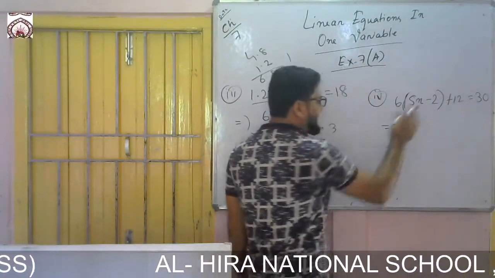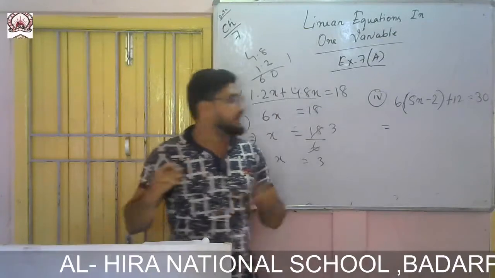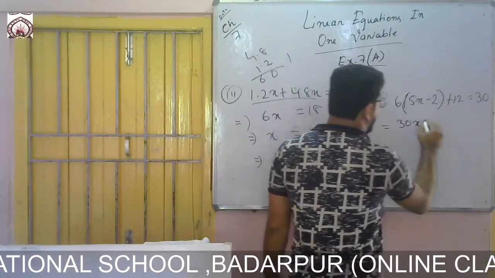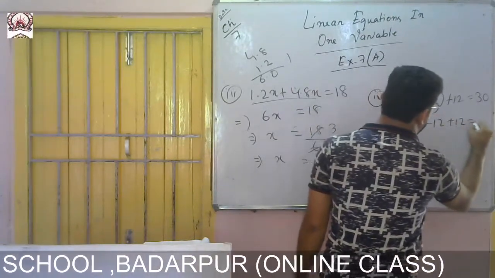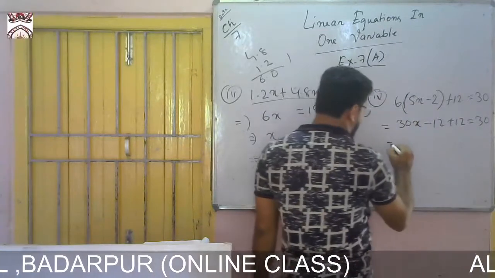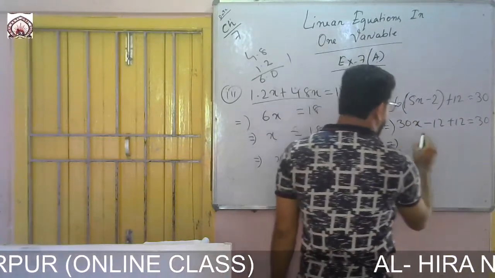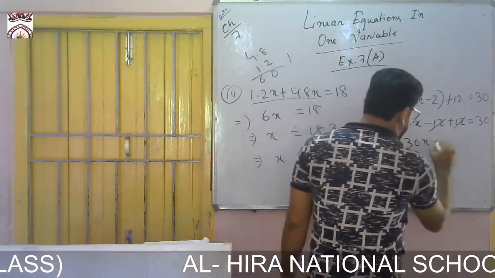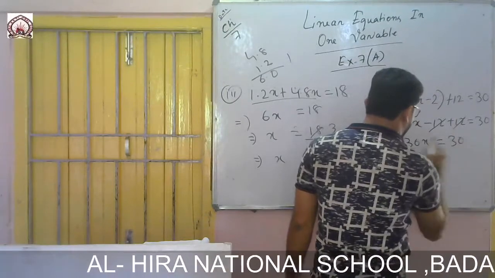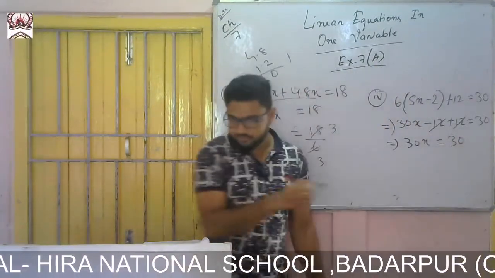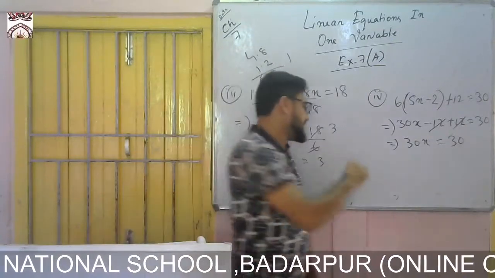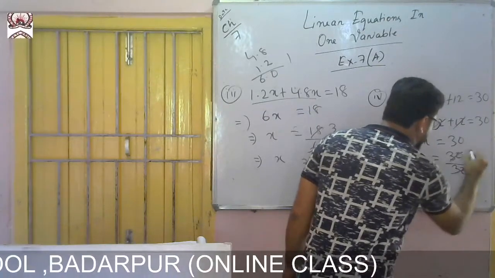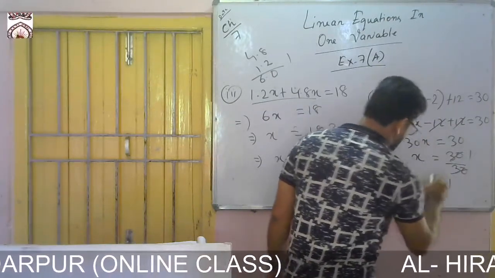If you break it, then 6 5s are 30, so 30x. 6 2s are 12, plus 12 equals 30. Then 30x, this plus 12 and minus 12 will get cancelled. So remain 30x equals 30. Now you divide it. x equals 30 by 30. So 1. The answer is 1.